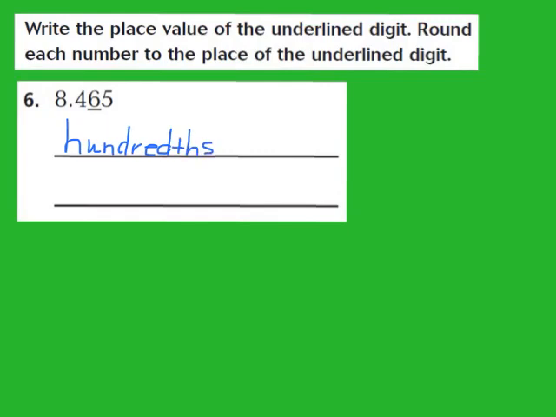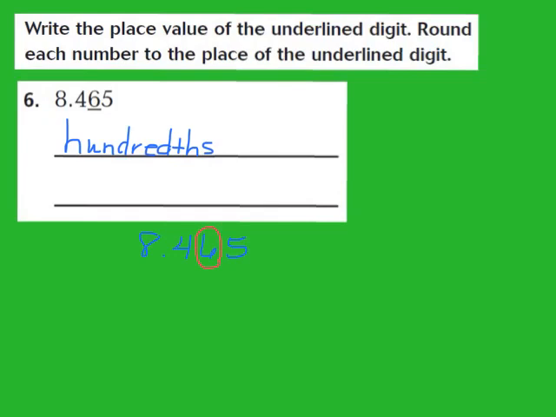Now, step number 2 says I have to now round to the place of the underlined digit. So that means I'm going to be rounding to the hundredths place. So I'm going to come right down here and rewrite my decimal number. So I have once again 8 and 465 thousandths. Now the first thing I'm going to do is circle the digit that's in the hundredths place.